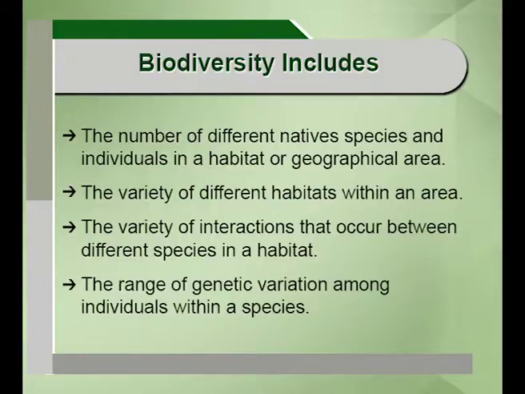This is the number of species. Then the second is habitat, the ecological complex which they are part of, the variety of different habitats within an area. It not only includes species and habitat, it also includes the interaction which is taking place between the species, between their biotic factor and physical factor, that is ecosystem.